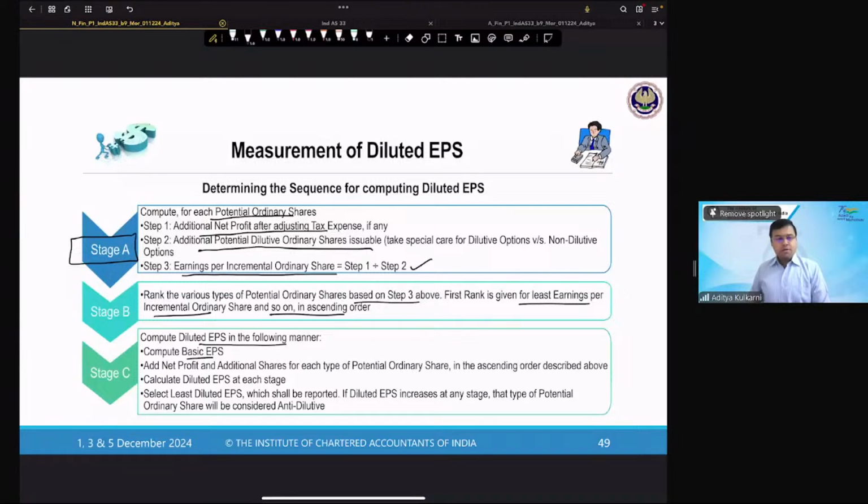You will first compute basic EPS. Then step by step, you will go on adding. Add net profit and additional shares for each potential ordinary share in the ascending order described above. Calculate diluted EPS at each stage. Select the least diluted EPS, which shall be reported. If diluted EPS increases at any stage, that type of potential ordinary share will be considered anti-dilutive. Is it okay? Yes. So we'll look at an application of this.